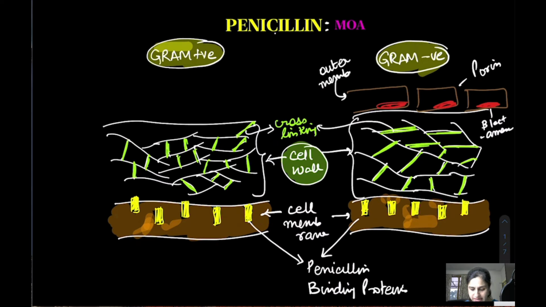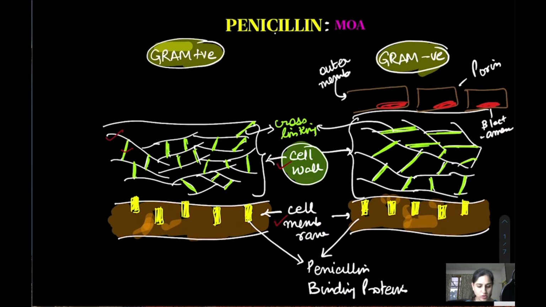So they have a cell wall. Yes, they have a cell wall and they have a cell membrane. Now the cell wall is comprised of various peptidoglycan chains, and they are linked by these green lines, which are the cross links. So, if you can imagine, this is giving them strength.